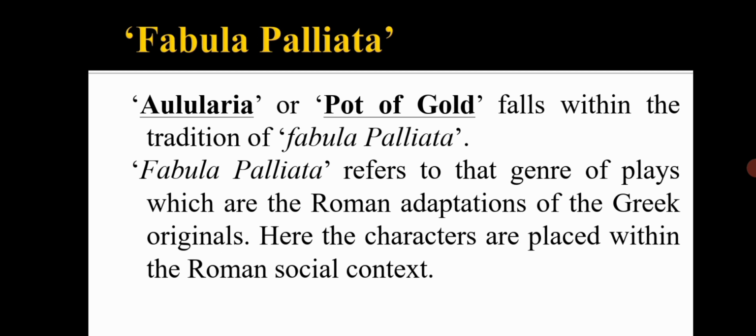Fabula Palliata is a specific genre of plays in which Roman adaptations of Greek originals take place. That means Greek plays are adapted to a Roman setting, and here the characters are placed within the Roman social context. So, what is the social context? The social context is the Roman social context. So, the society is Roman society. So, Fabula Palliata presents the picture of Roman society.